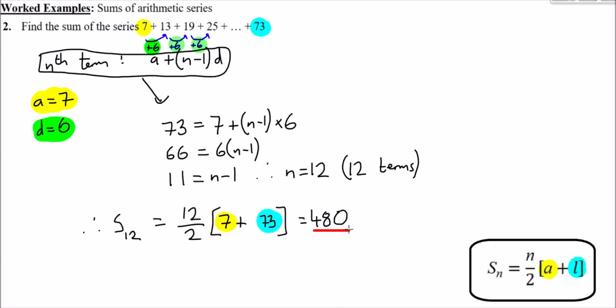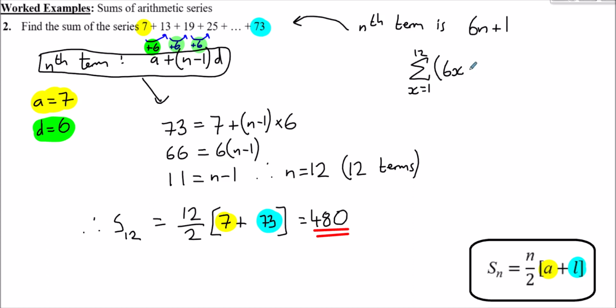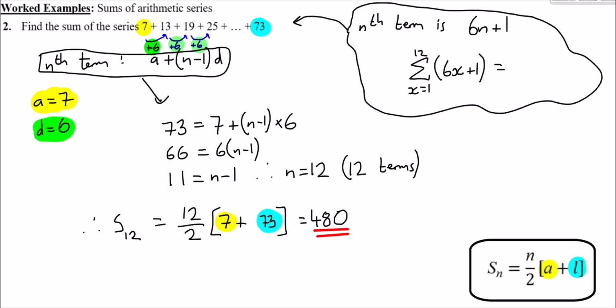Now again, I'll show you the sigma notation for this one. So for this sequence here, the nth term is going up in 6s, so it's going to be something to do with 6n. But 7 is 1 higher than 6, so it's going to be 6n plus 1. So if we were to do the sum of the first 12 numbers, the first to the 12th of 6x plus 1, using this calculator method, we'd get the same result.